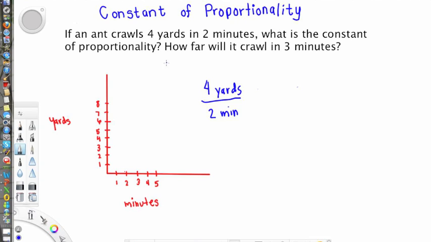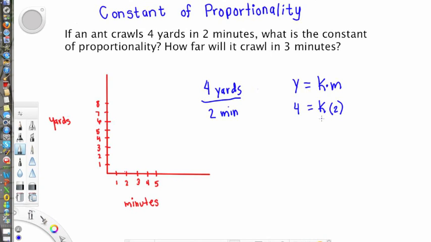What is the constant of proportionality? Now the constant of proportionality means what is the rate between these two numbers, for every minute, how many yards am I going? Well, I can write an equation. I can say, okay, the yards of the ant is equal to something times my minutes. And if we plug in this data, we know that the ant goes 4 yards. We don't know what that constant is yet, the constant of proportionality. We're going to figure that out. But we know that he's traveling for 2 minutes. We want to figure out this constant.